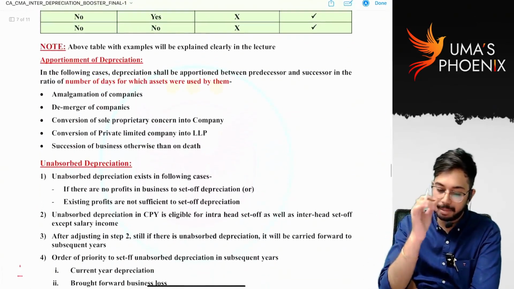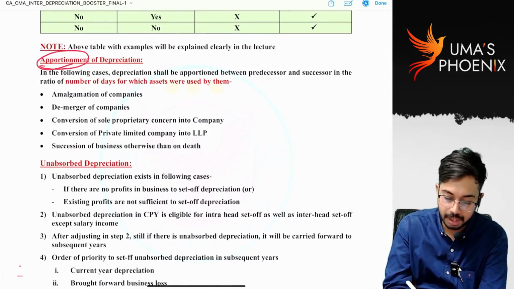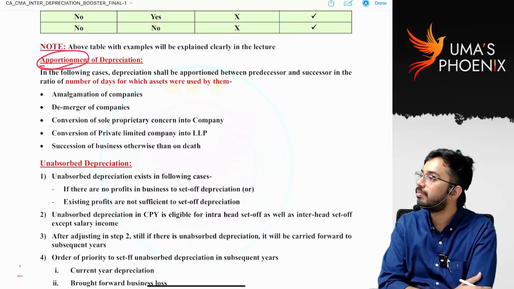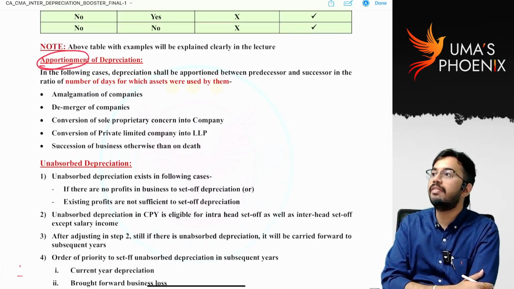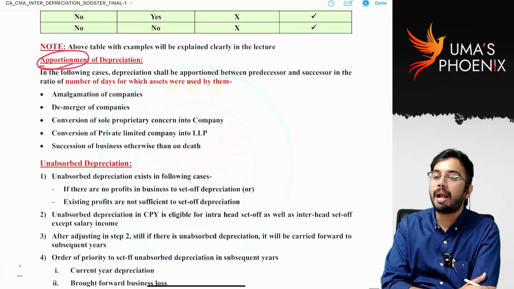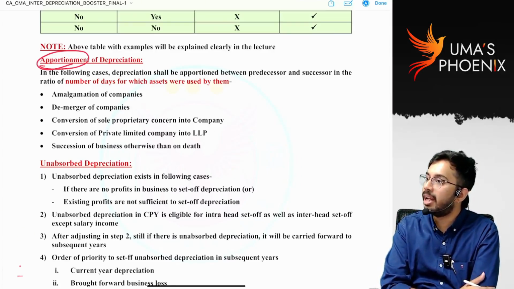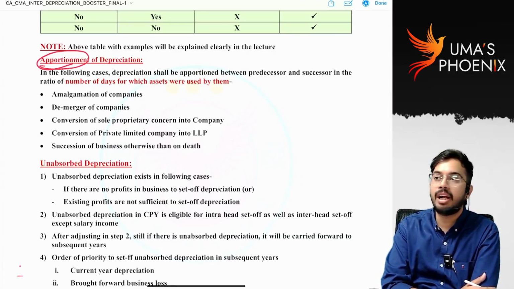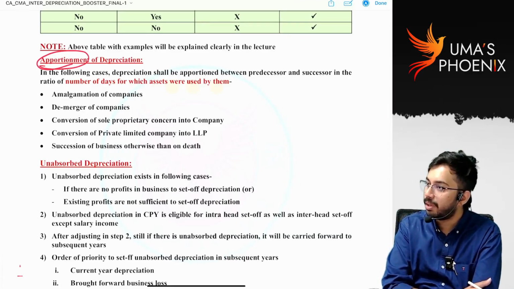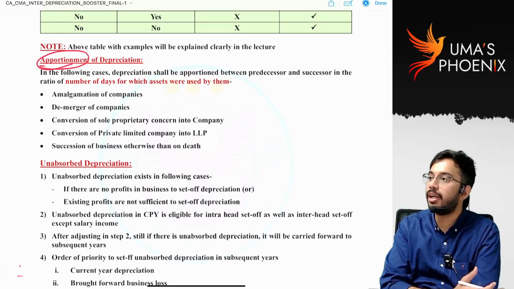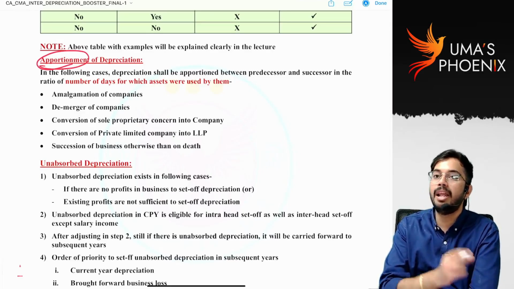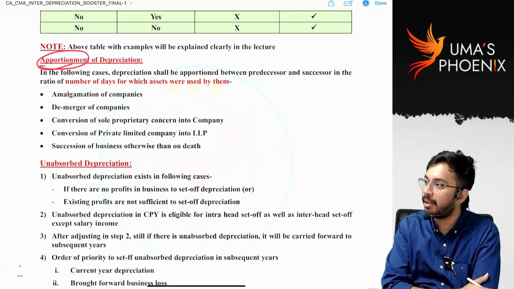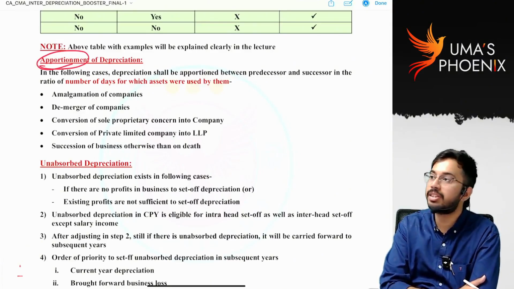Next, apportionment of depreciation. Shall I explain this concept? See, generally conversions will happen. Private limited company will get converted into LLP. Sole proprietorship will get converted as a private limited company. Sole proprietorship will get converted into LLP. Or in the middle of the year, amalgamation can happen. Or in the middle of the year, demerger can happen.